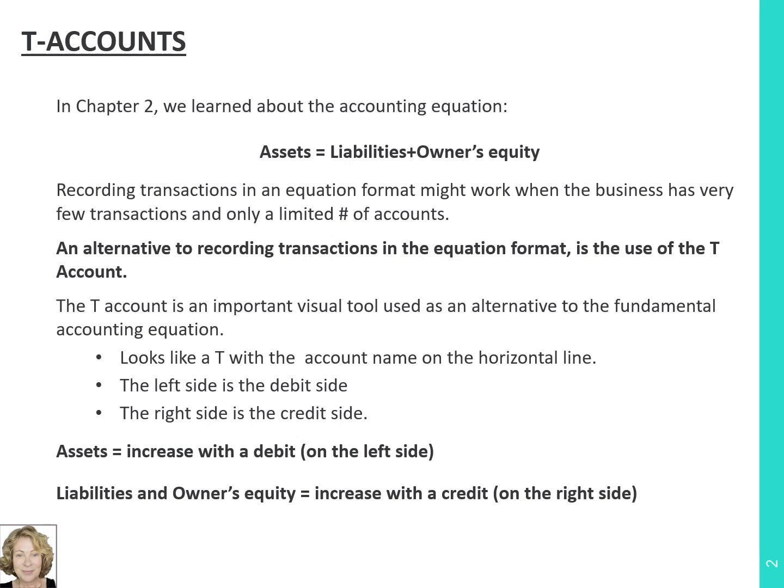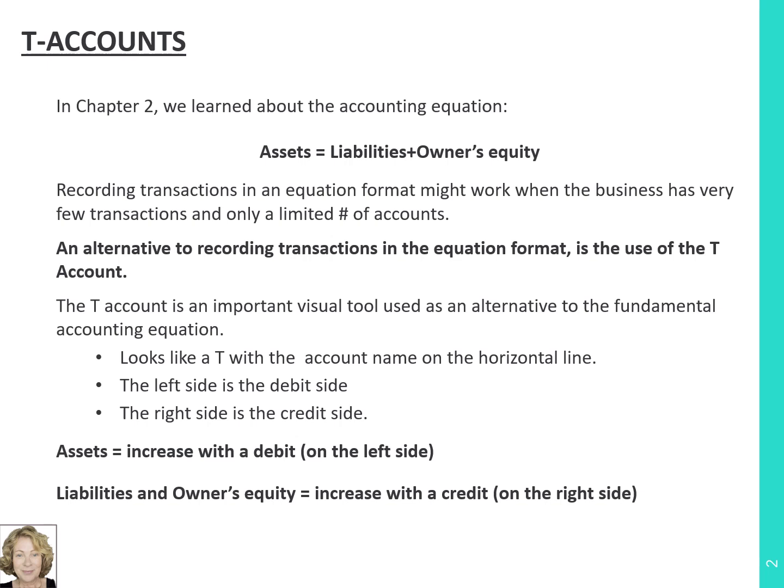An alternative to recording transactions in the equation format is the use of the T account. The T account is an important visual tool used as an alternative to the fundamental accounting equation. And just like it sounds, T accounts look like a T with the name of the account above the horizontal line. The left side is called the debit side, and the right side is called the credit side.